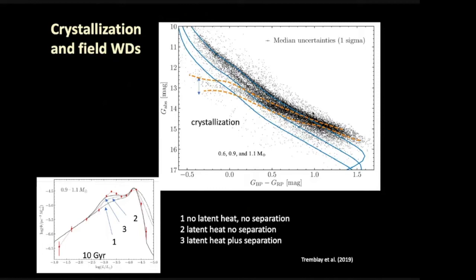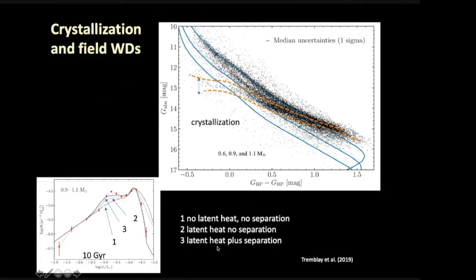Okay. So what they did, they determined the luminosity function from this diagram for this mass range, 0.9 to 1.1 solar masses. There is a reason why they did that. I will say in a moment. And the red points are the observed luminosity function. The solid lines are the theoretical ones.